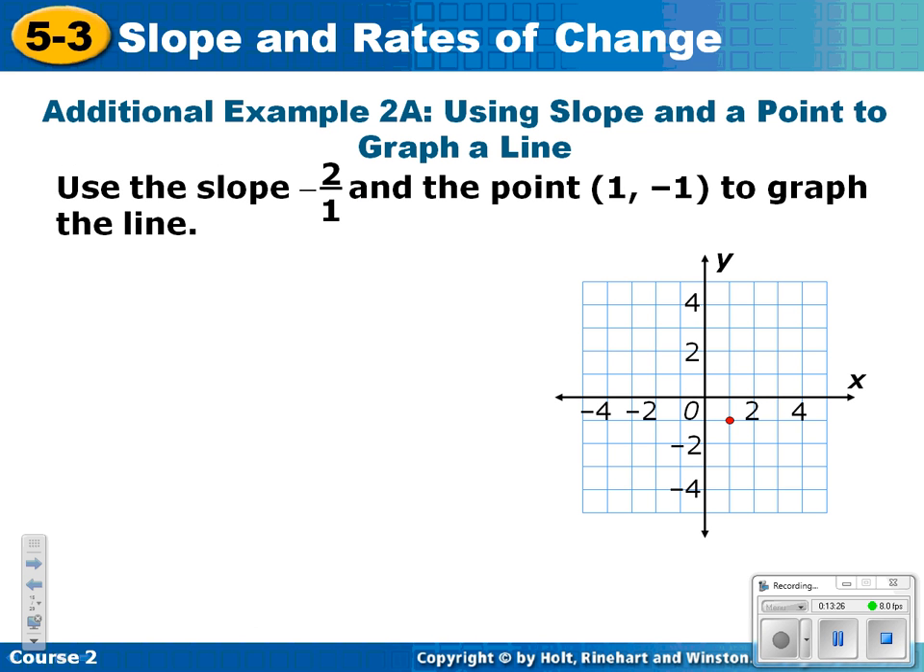Now, you're also going to have problems that look like this. Basically, we're going to be working slope backwards. It says use the slope -2, 1, and the point 1, -1 to graph the line. So here's what I need you to understand. First of all, we have a point. It's right there. That is one of the points on my line. Now, the next thing I want you to think about is, is my line going to go like this, or is my line going to go like that?